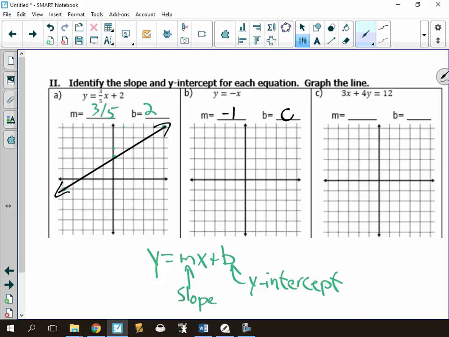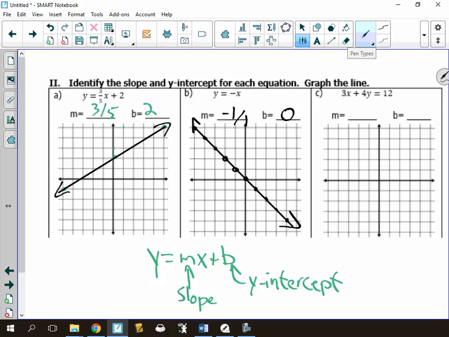For the second one, the slope is -1 because that's the coefficient of x. There's nothing added to the end, so the y-intercept is 0. And so with the slope of -1, if you want to write that as a fraction, it's -1 over 1. And so we get a line that looks like that.